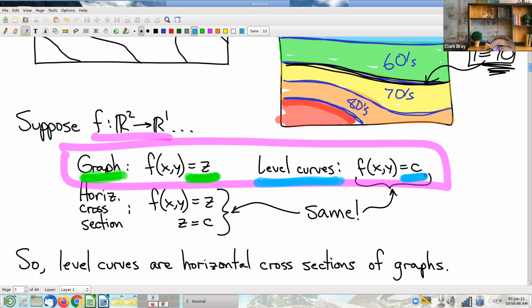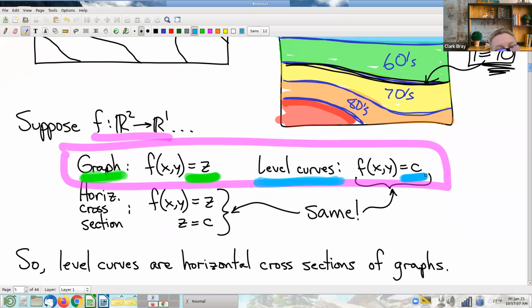So if we can stop right there, this is already an interesting comparison. Both graphs and level sets are what you get when you set the function equal to, well, different things, either a new variable or a constant. And so thus the difference, right? These are different constructions by that alone.